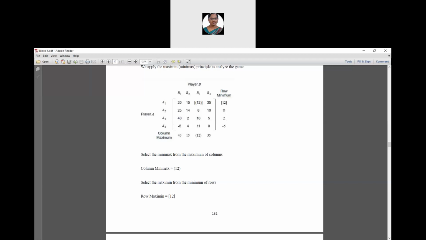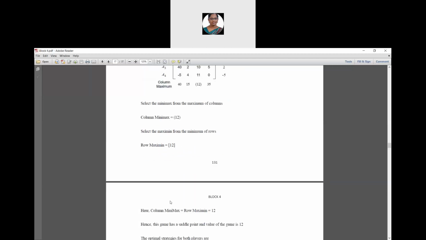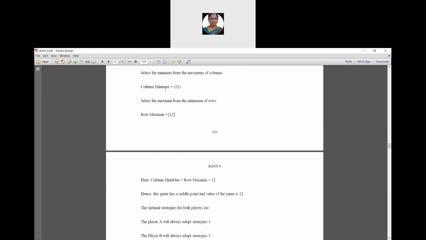It is 12. So row maximin equal to 12. Hence, column minimax equal to row maximin. Why? Because both are equal, 12. Hence, this game has a saddle point and the value of the game is also 12.